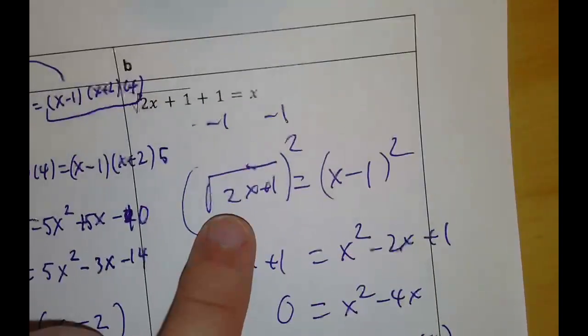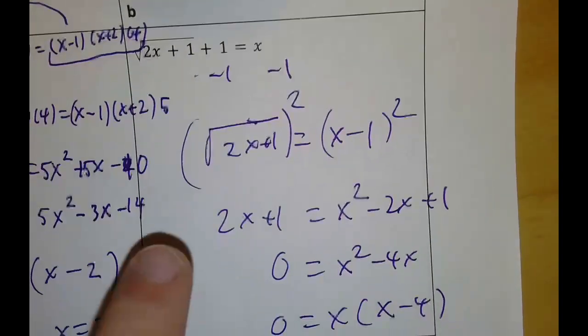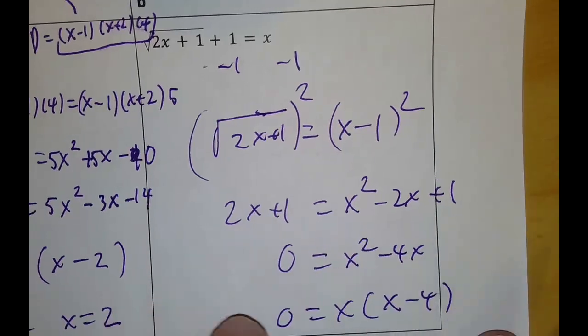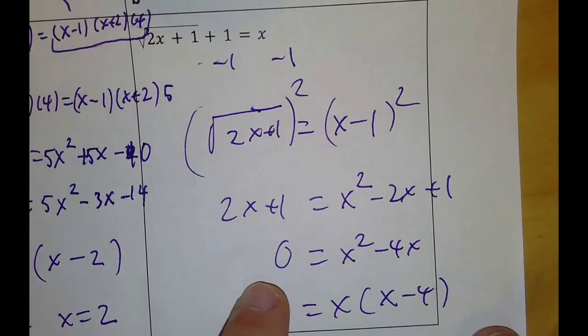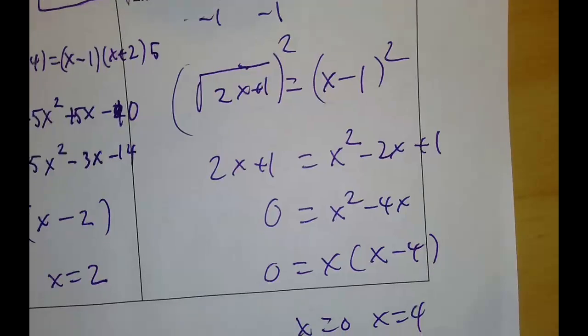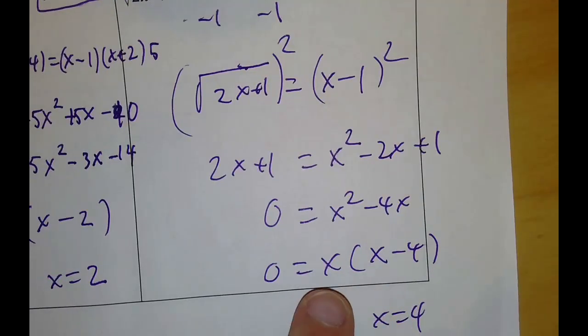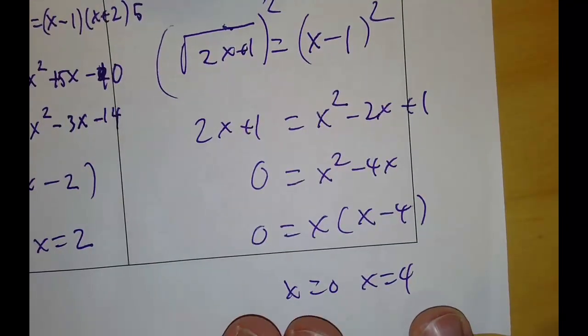So get a radical alone, square it, expand it out, get on one side, set equal to 0. We had x squared minus 4x. You're just factoring out the greatest common factor x, and you get these two solutions.